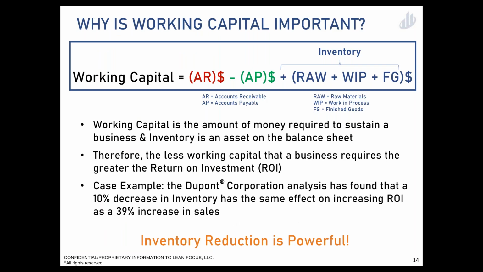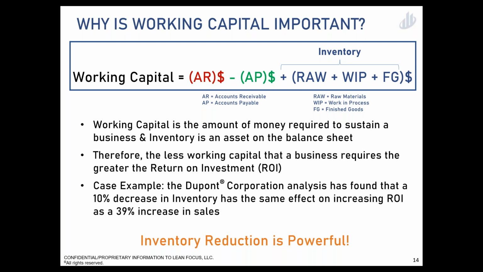Okay, so why do we care about that? So we've got this working capital. It's AR minus AP plus my inventory. Well, it's the amount of money required to sustain the business. Inventory is an asset, but I paid money for it. Therefore, the less working capital that I have, the more efficient I am. I'm using my money more effectively. My return on the investment to run and facilitate this business is higher. I'm making money faster. I'm turning money faster.